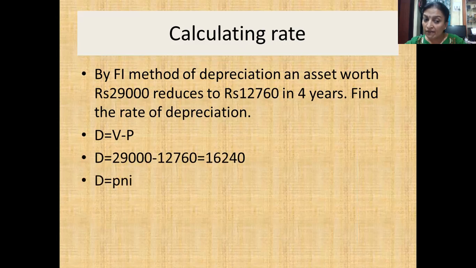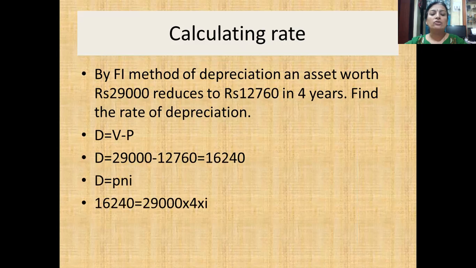And let us go with the formula, that is D is equal to PNI. P we know, D we know. We know even N, but we don't know I. So D is equal to 16,240. P means 29,000. N is 4 years and we don't know I. So I should be kept like that only.